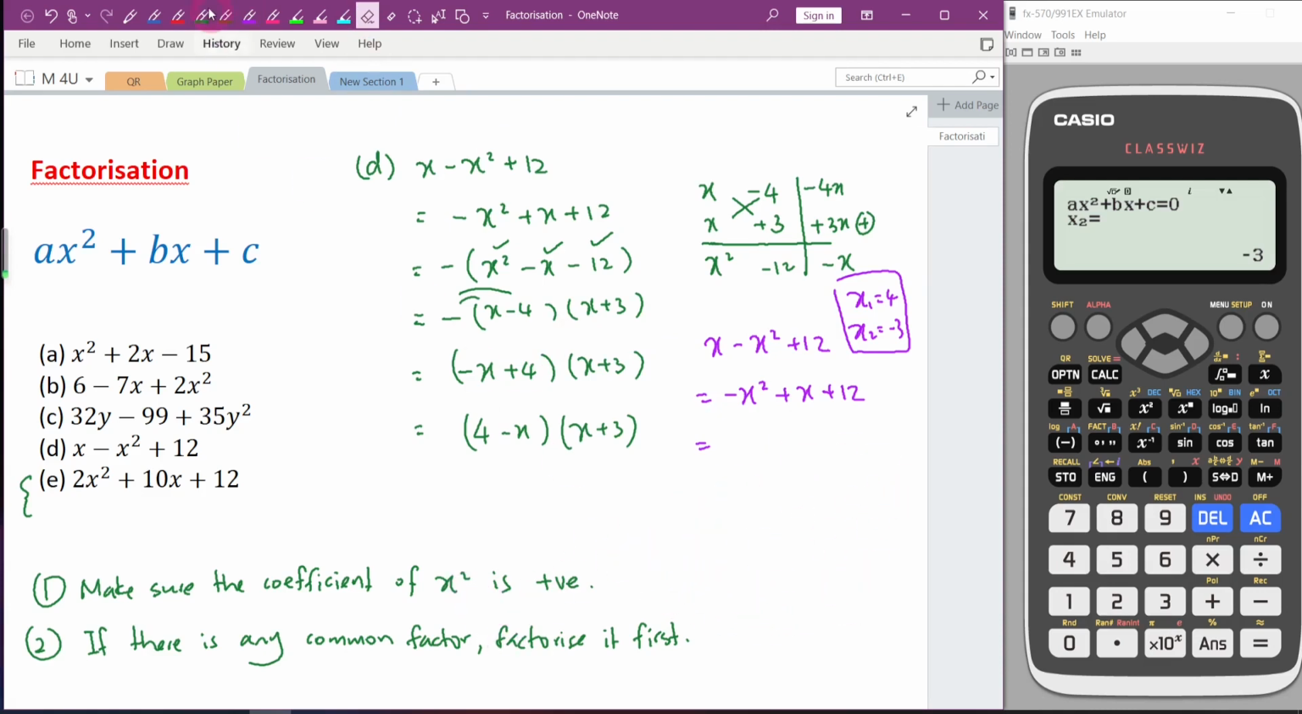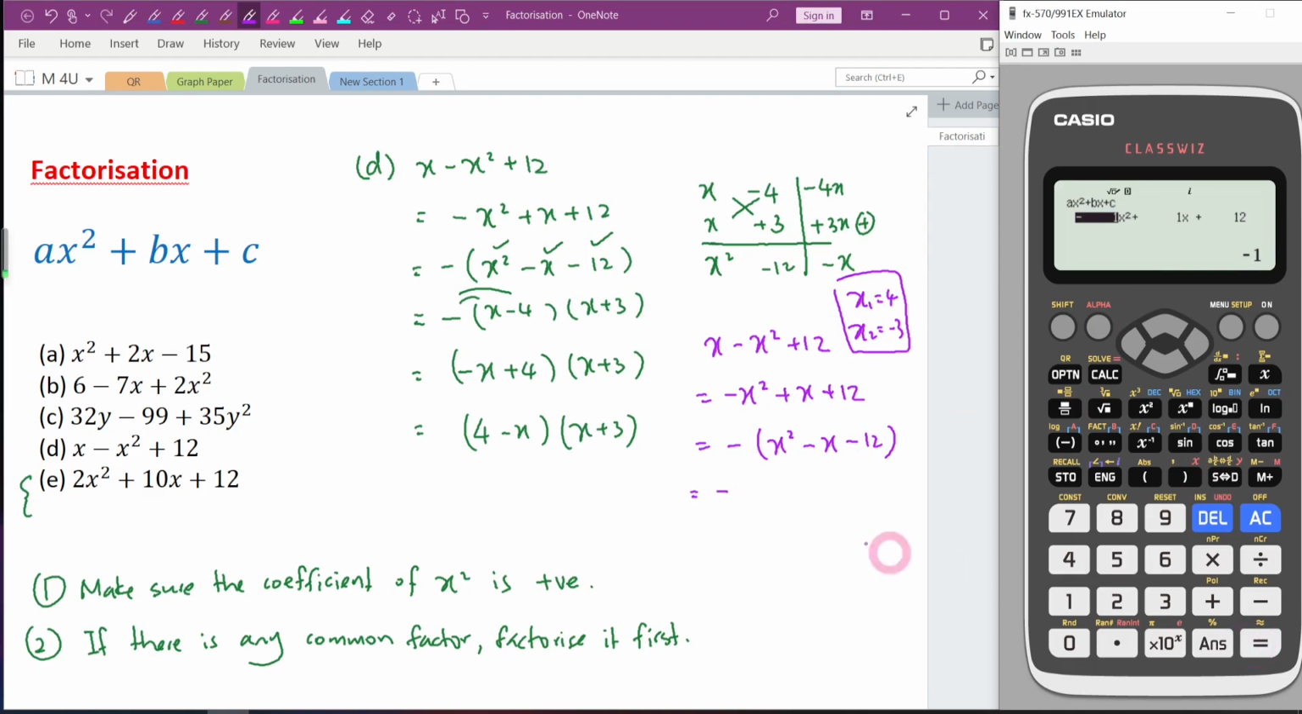So we are going to do the same thing. Bring the negative out first. Whenever you bring the negative out, all the signs here will change. From positive will become negative, negative will become positive. So negative x, negative 12. Okay, then only we key in our calculator. You actually get the same answer.